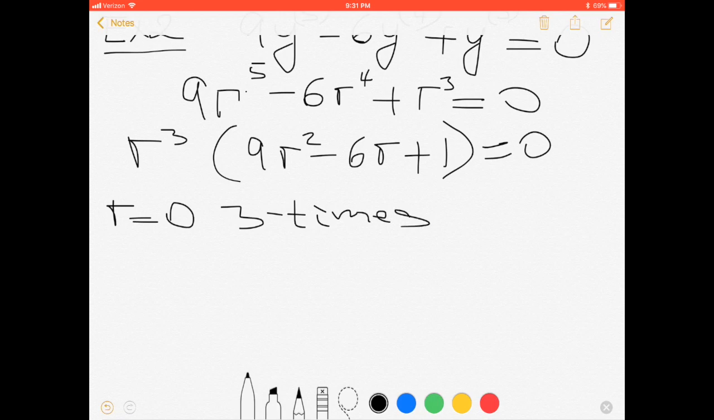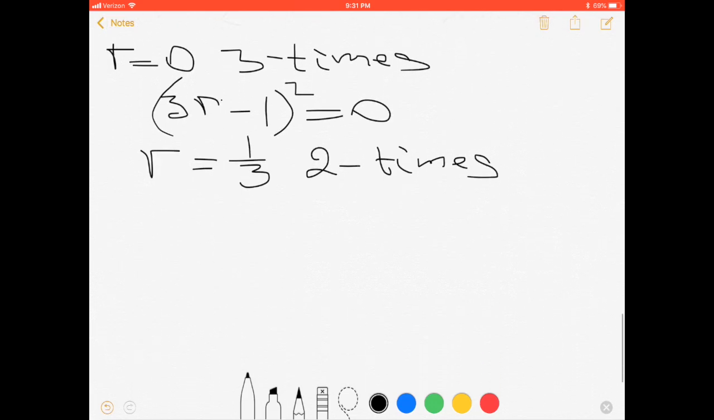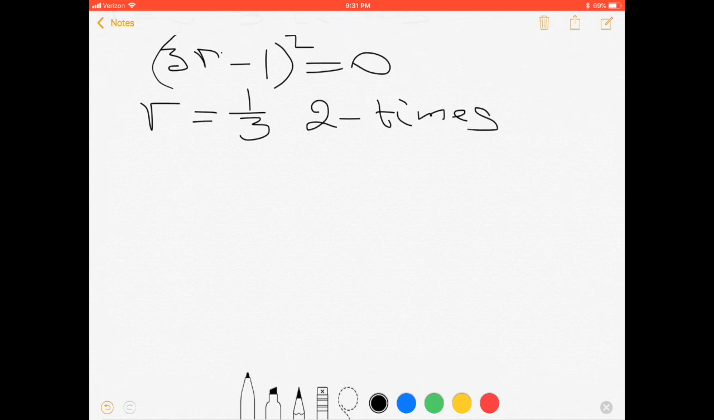The second factor we can rewrite as (3r minus 1) squared equals 0. This means r equals 1/3, 2 times. Altogether we have 5 roots, because the maximum power of our characteristic equation is 5. Okay, great. This means now I can write my general solution.